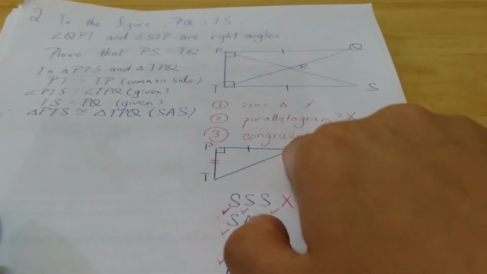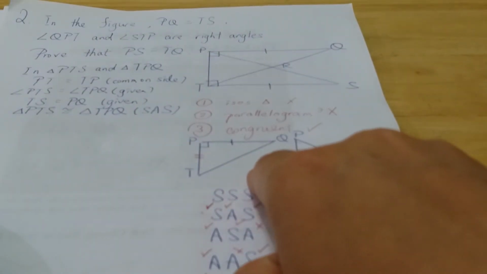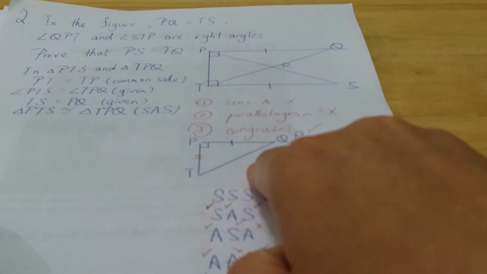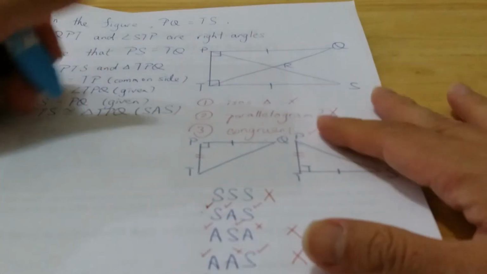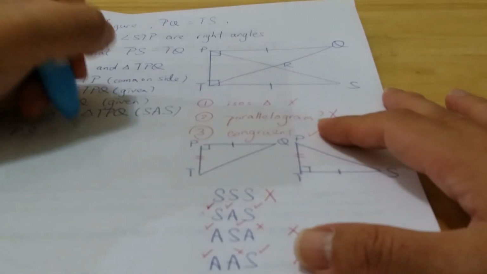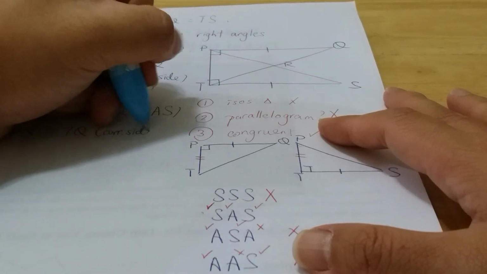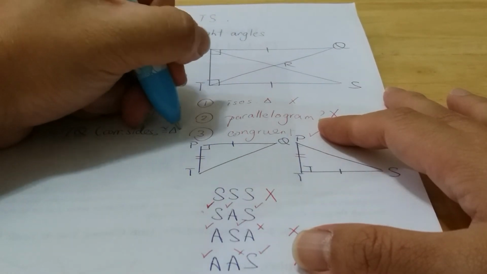After you prove these two are congruent, that means all corresponding sides and corresponding angles are equal. So TQ equals PS. So we can conclude PS equals TQ. The reason is corresponding sides of congruent triangles.